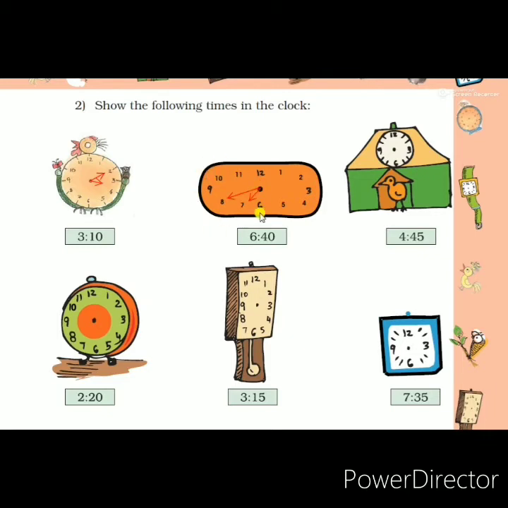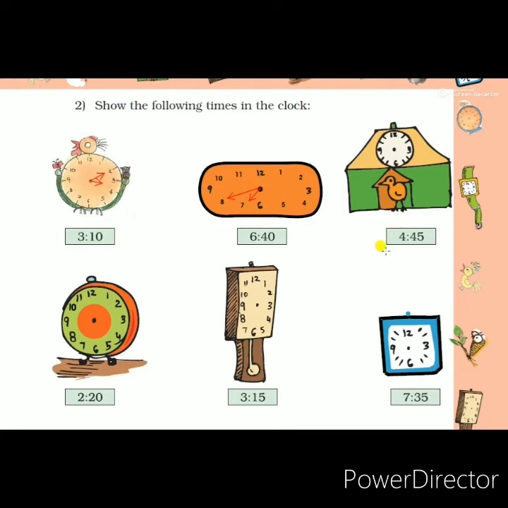This is 6:40. So students, if you know which is the hour hand, which is the minute hand, how to calculate the time, and if you know the table of 5 properly, it is very easy to show the time on a clock. Now see the time I have shown. This is 6:40 because 8 fives are 40, so we have to show the minute hand on 8.